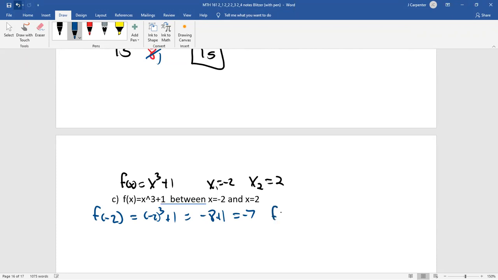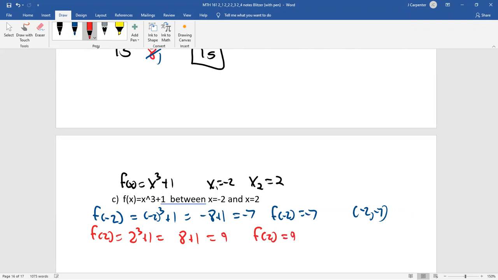So that says f of negative 2 is negative 7, or the point is negative 2 comma negative 7, whichever way you like it. Then we do f of positive 2, which would be 2 cubed plus 1, which is 8 plus 1, which is 9. So that says f of positive 2 is equal to 9, or as a point that's 2 comma 9, whichever way you like it.